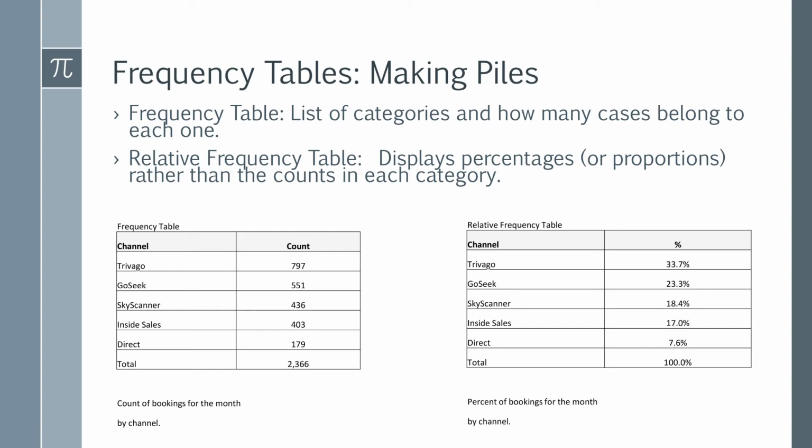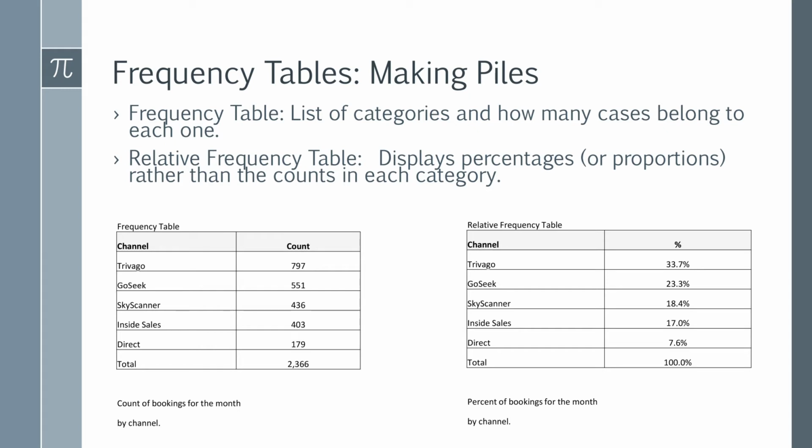And we can see that Trivago had 33.7% of the bookings in that month. So the 797 of the 2,366 is 33.7%. GoSeek had 23.3%, and so forth. So the frequency table gives us an actual count, and the relative frequency table gives us a percentage, that count divided by the total.